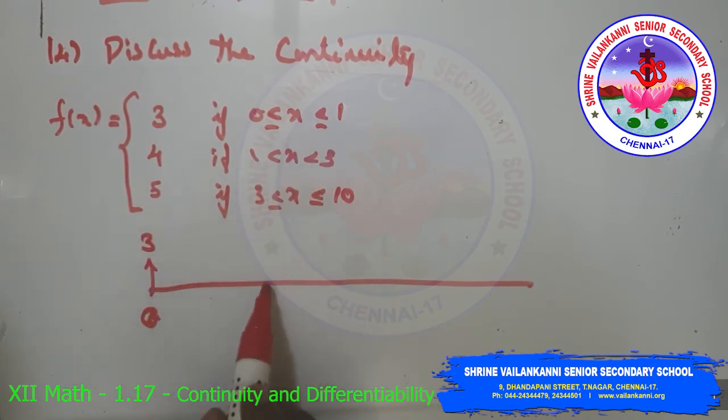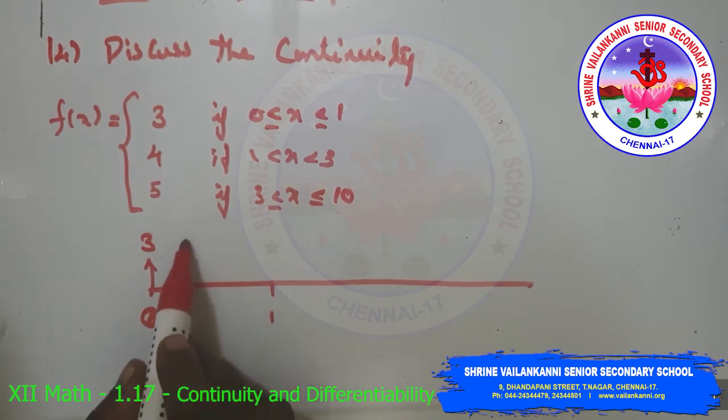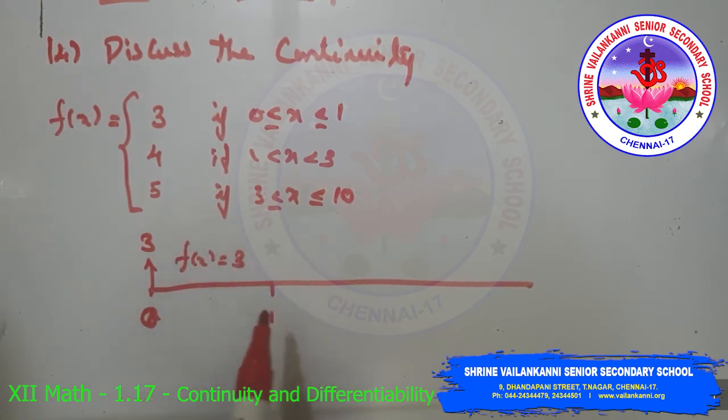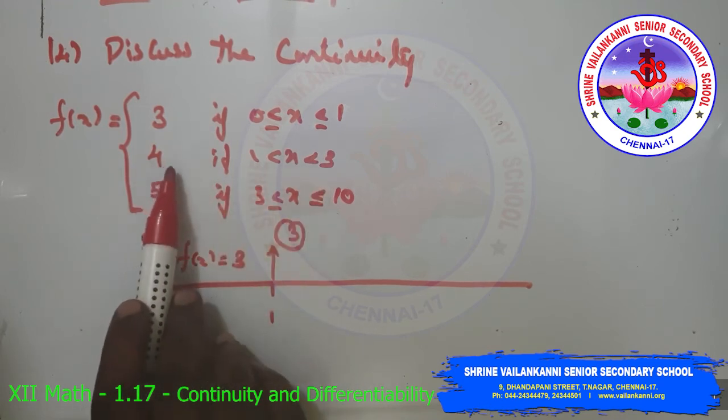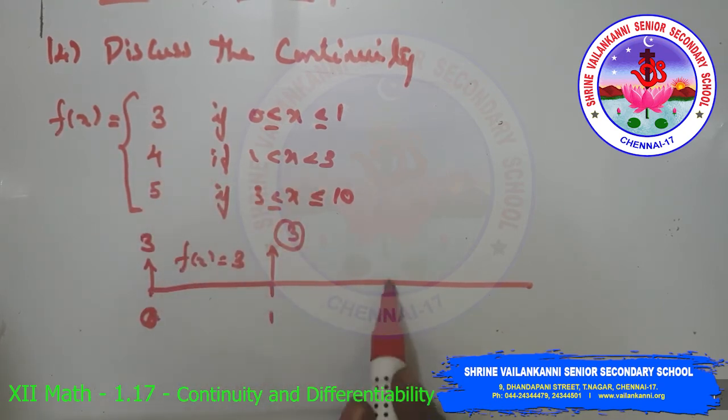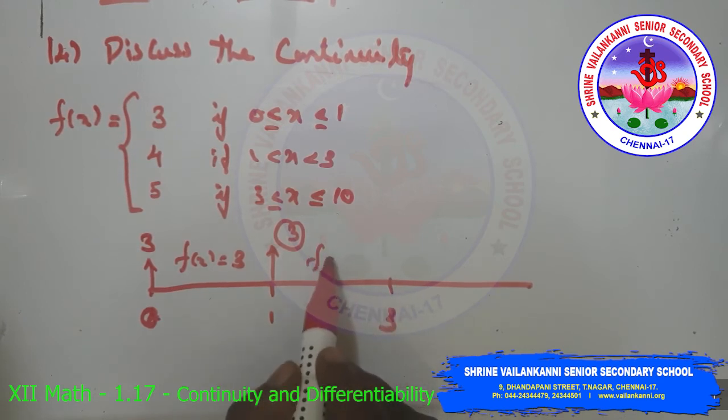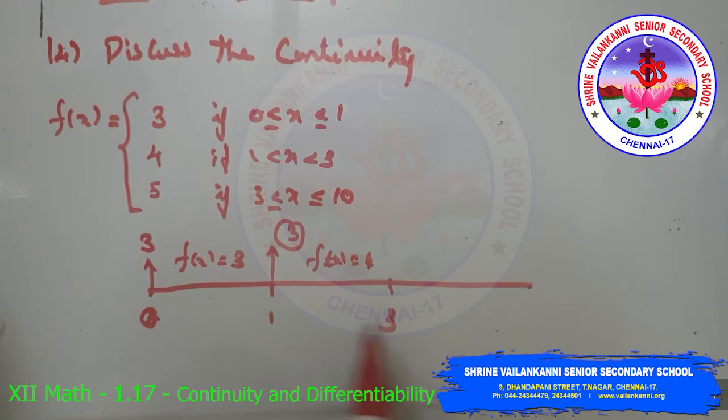So between 0 and 1, f of x is 3. Then at x equal to 1, it is defined to be 3. Then between 1 and 3, the function is defined to be 4. So at x equal to 3, the function is defined to be 5.